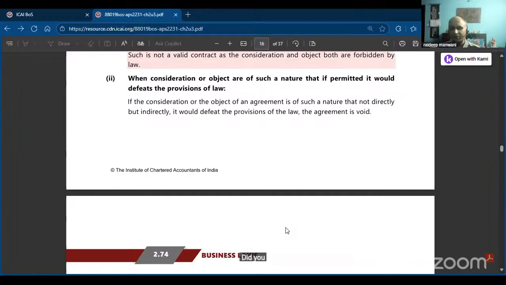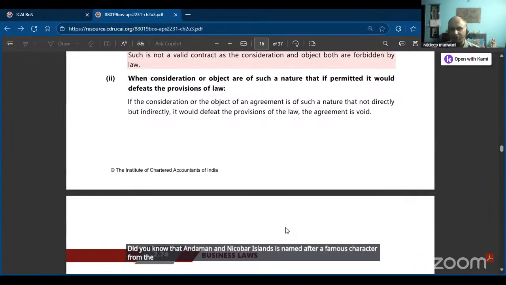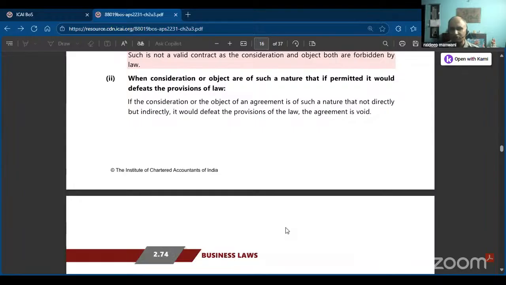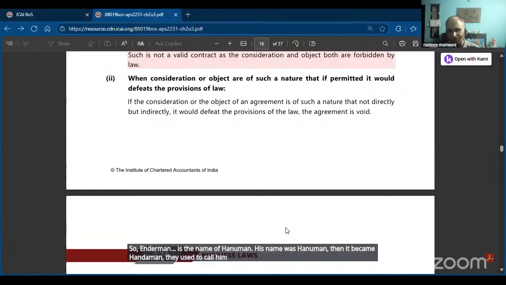Did you know that Andaman and Nicobar Islands is named after a famous character from the Ramayana? Sir, who's Nicobar, sir? Is there any character in the Ramayana called Nicobar? You have heard of only Snicker. Andamana Raja, that was a Raja. No, Andaman is the name of Hanuman. His name was Hanuman, then it became Handaman. They used to call him that in tribal language. They removed the H and it became Andaman.